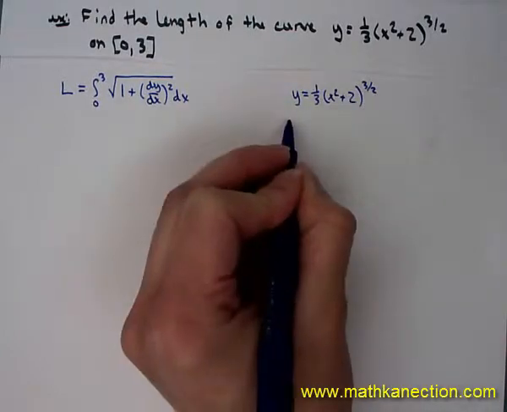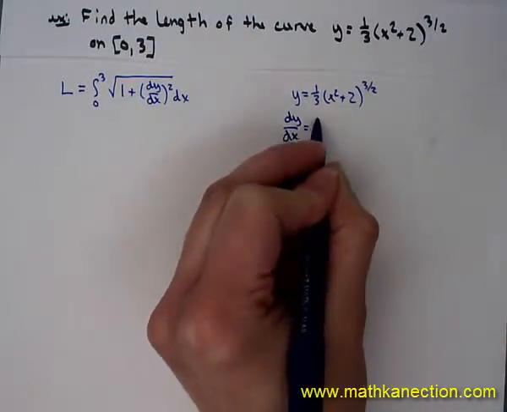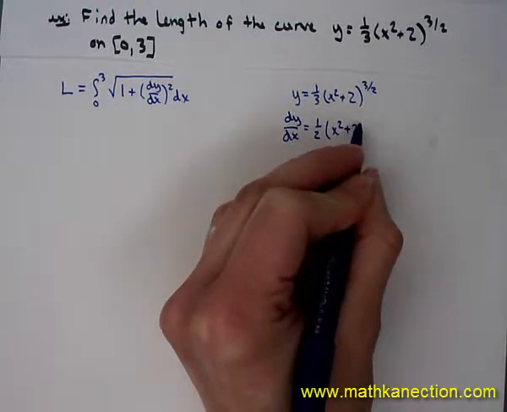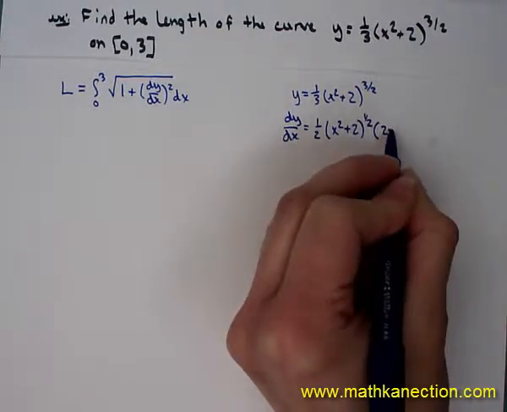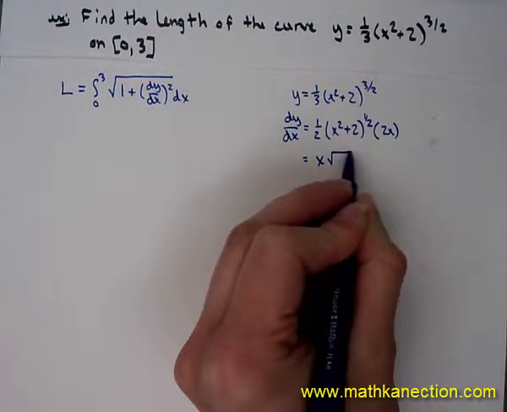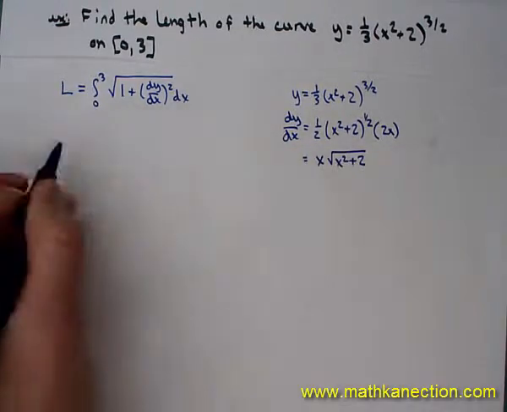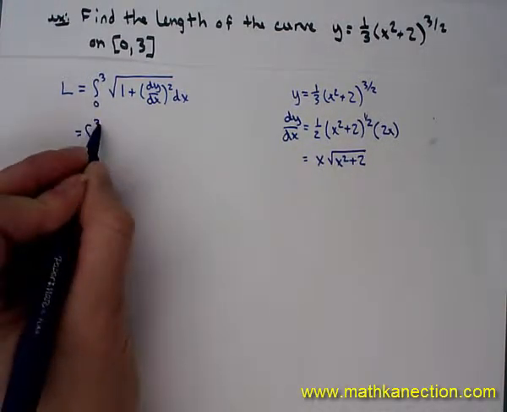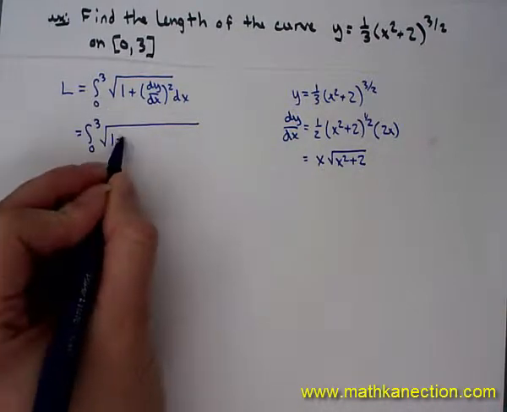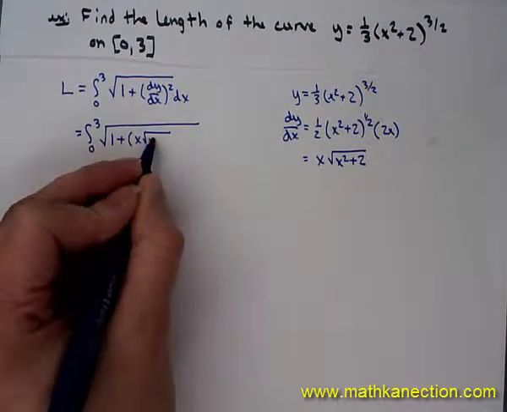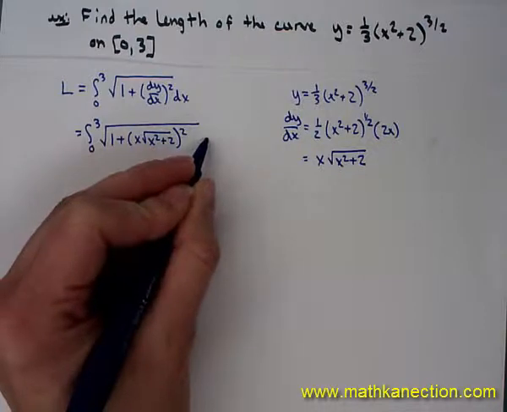Take the derivative, we're going to use chain rule. So dy/dx is equal to, bringing that coefficient in front, we get 1/2 (x squared plus 2) to the 1/2, and multiply by the derivative of the inside, which is 2x. Then rewriting the problem, bringing that back into the arc length formula, the integral from 0 to 3 of 1 plus the quantity of x times the radical of x squared plus 2, squared.